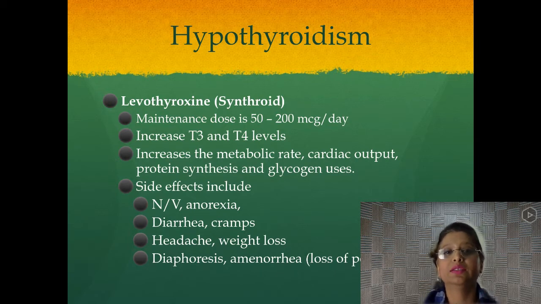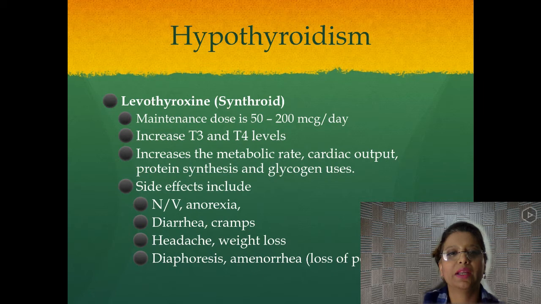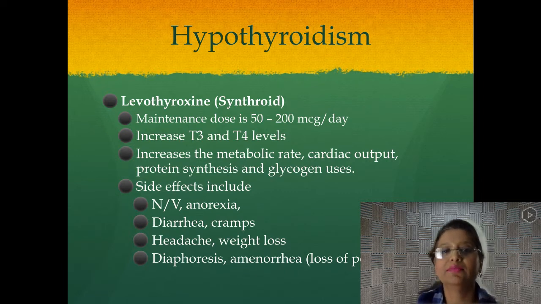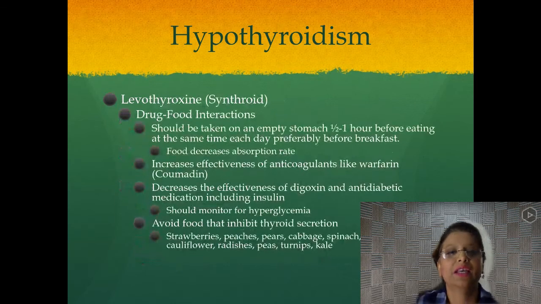Think about being lazy and then you're like, let's get up and dance. So what is that? That is basically giving them Synthroid, which will help them get up and do things. So it increases the metabolic rate, cardiac output, protein synthesis, and glycogenolysis. Side effects include nausea, vomiting, anorexia, diarrhea, cramps, headache, weight loss, diaphoresis, and amenorrhea. Amenorrhea is loss of period, right? Okay, levothyroxine is also called Synthroid.